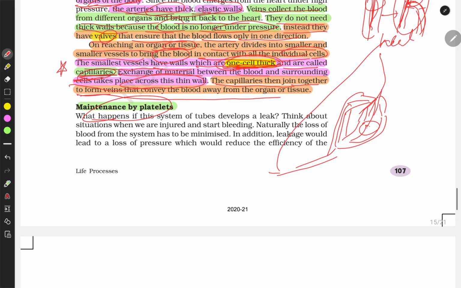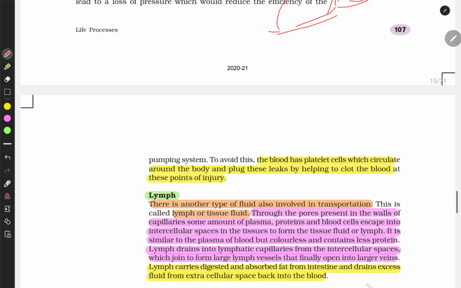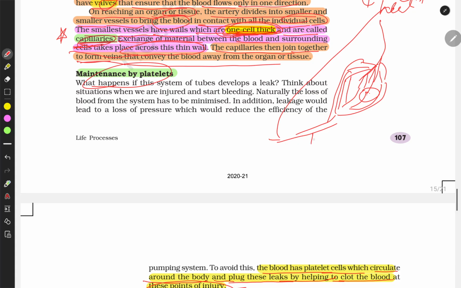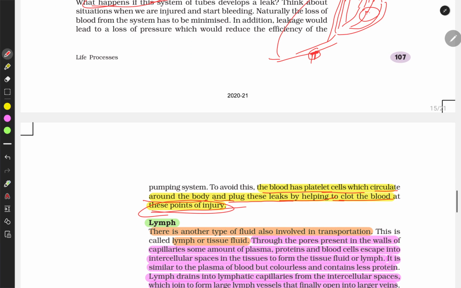Maintenance by the platelets. How do the platelets maintain this? The blood has platelet cells which circulate around the body and plug these leaks by helping to clot the blood at the point of injury. When a blood vessel ruptures or breaks down, these platelets gather there and make a clot, which avoids leaking of the blood.